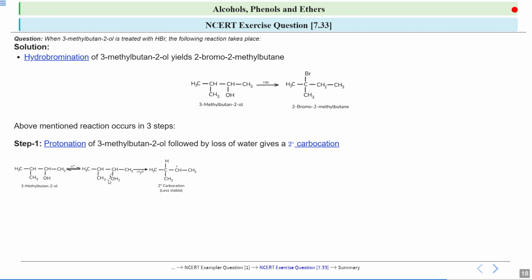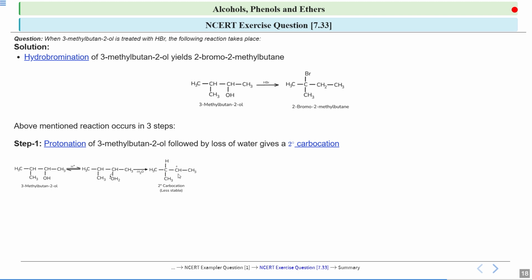So oxygen doesn't like the positive charge on itself. So what will happen? This group will leave from here and this carbon will now get a positive charge because see, here the carbon is forming only 1, 2 and 3, only 3 bonds. So this carbon will have a positive charge. So protonation is happening, and after that protonation this OH2 group will leave from here. Okay, that is the loss of water, and this gives us a secondary carbocation, because this carbon is further attached to 2 carbons.